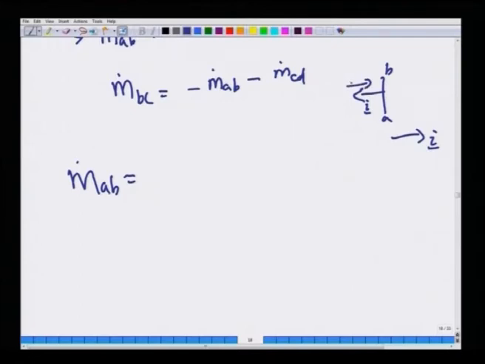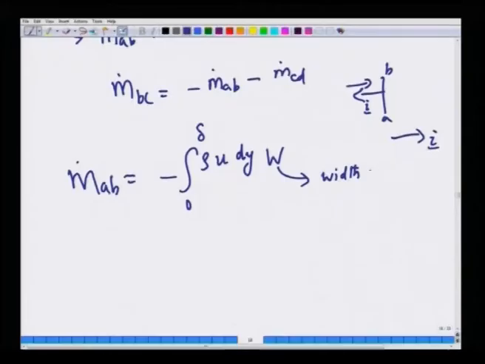So, there has to be a negative sign in calculating the mass flow rate. It is nothing but integral 0 to delta rho u dy times W. This is the width into the plane. Since we are considering that to be a very large quantity, we can just multiply all our results by the width to get the appropriate dimensions, width into the plane of paper or the plane of the board in which I am writing.